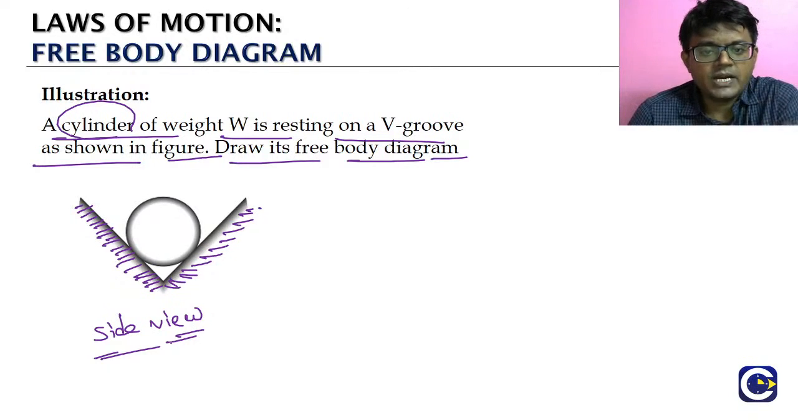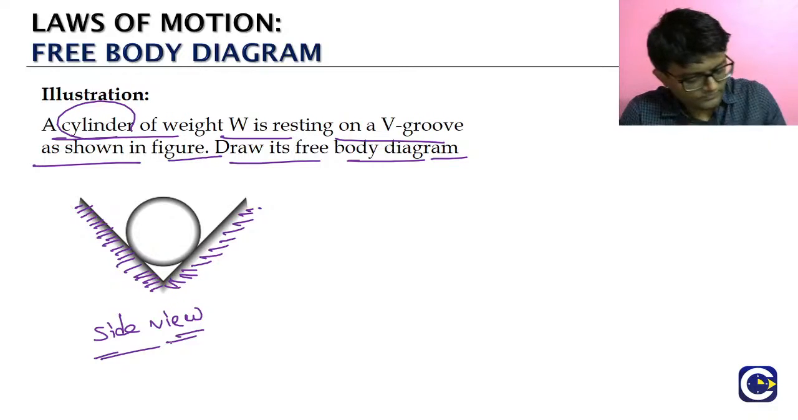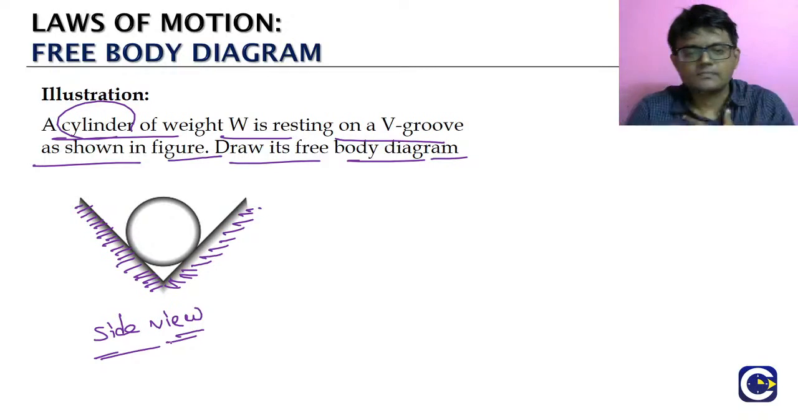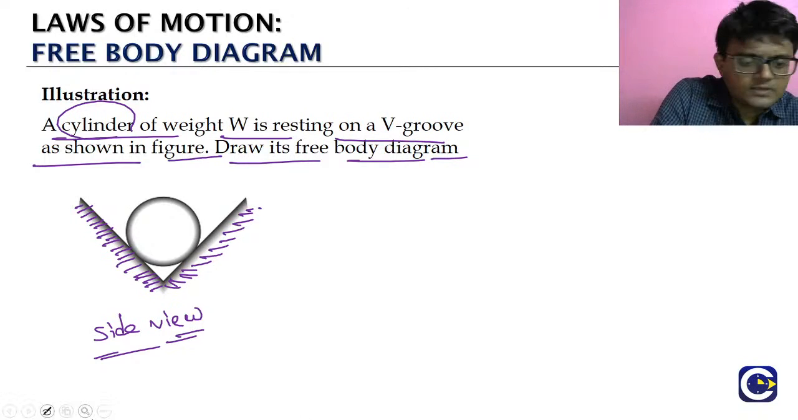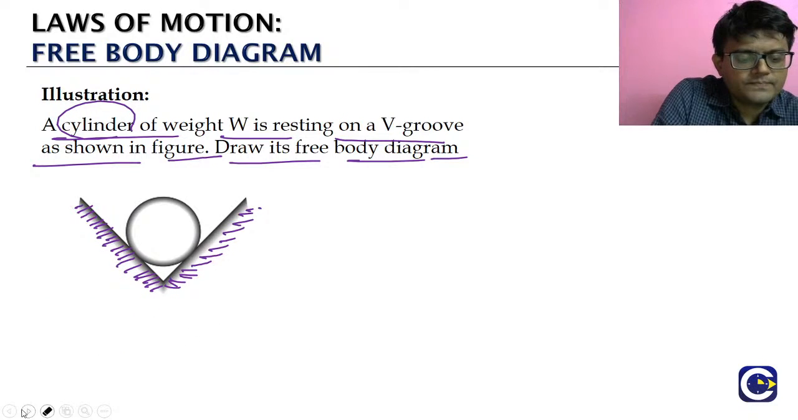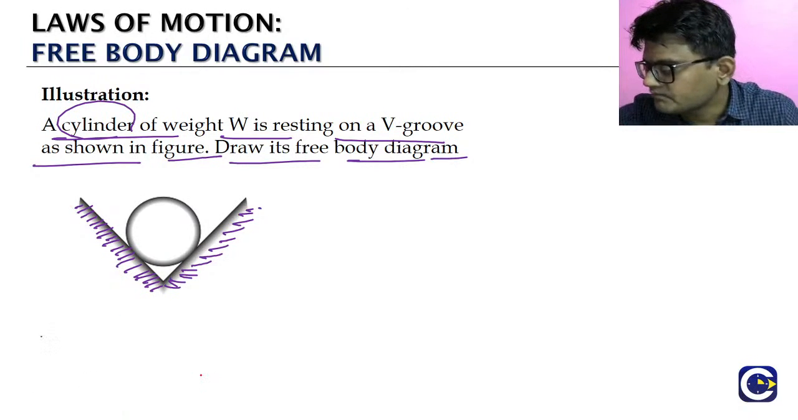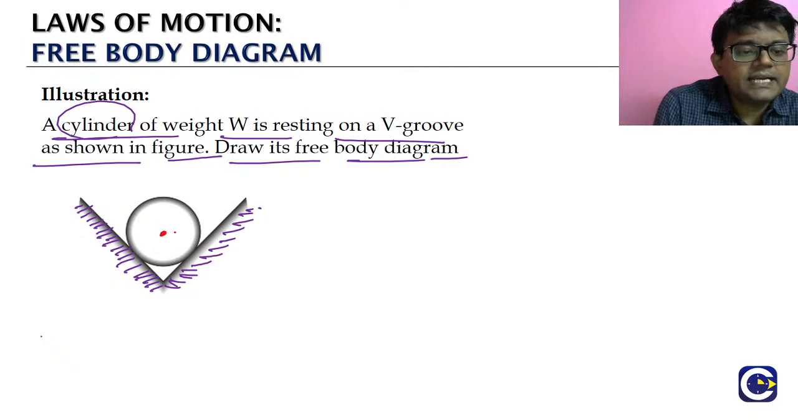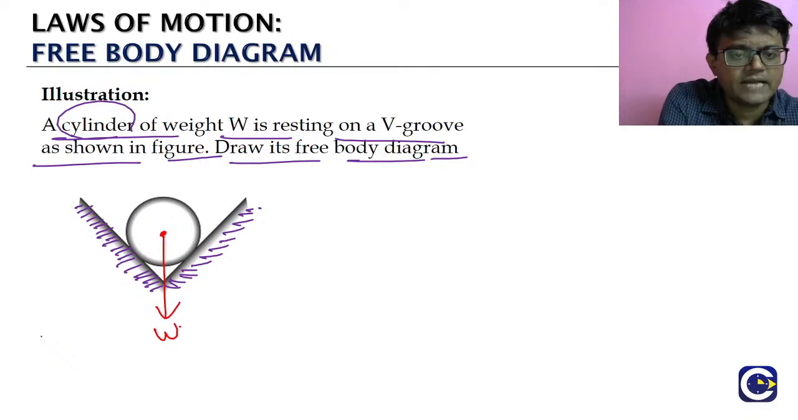So we drew the free body diagram of this cylinder. Check it, students. They are clearly saying its weight is W, so we represent it as it is, because the weight will be acting vertically downwards. So we are representing the weight.